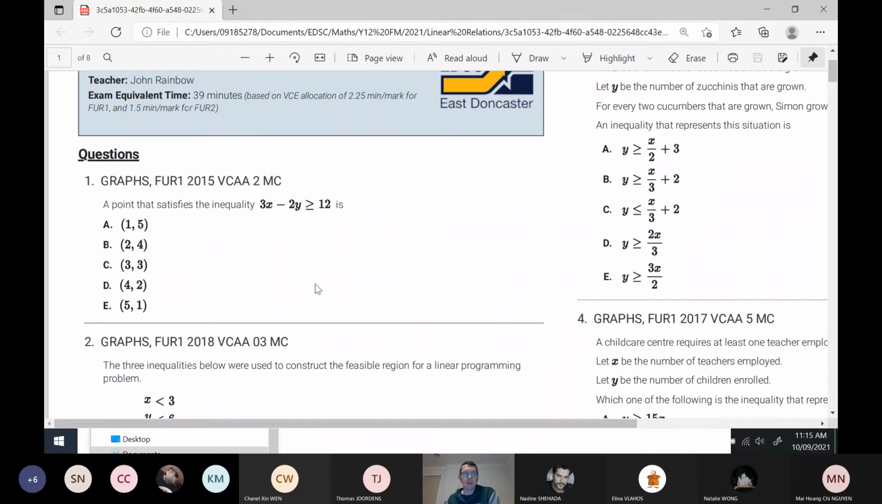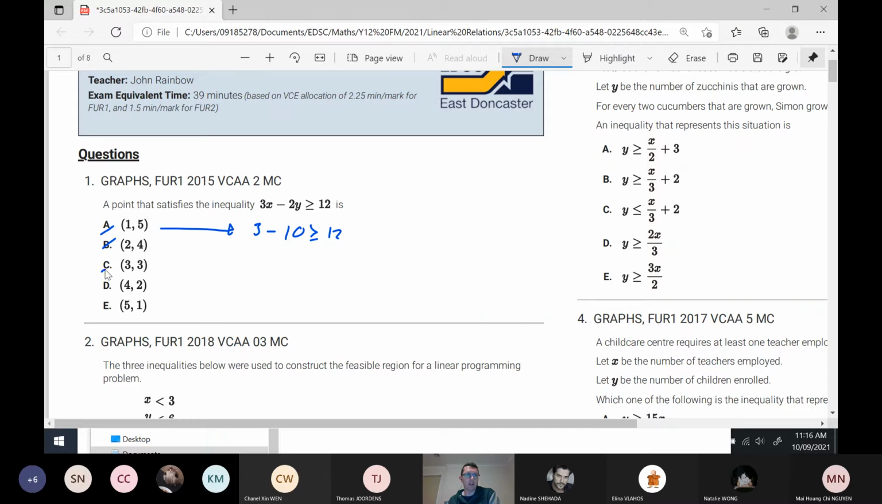Okay. A point that satisfies the inequality of this. How are we going to answer this one here? What you really want to do is, you could rearrange the equation and see what it is. Probably the easiest way, you could graph it as well, or you could just put the points in. If you put the points in, it's going to be 3 minus 10 is greater than or equal to 12. That's not going to be right. So I've literally just substituted 1 in for x, 5 in for y. So I know here that I need a bigger number for x and a smaller number for y. So that's not going to be it. That's not going to be it.